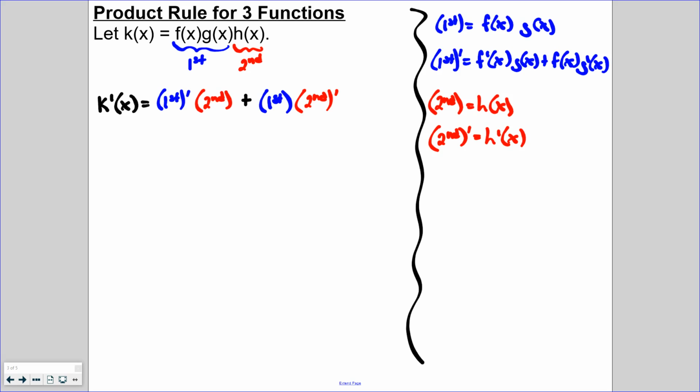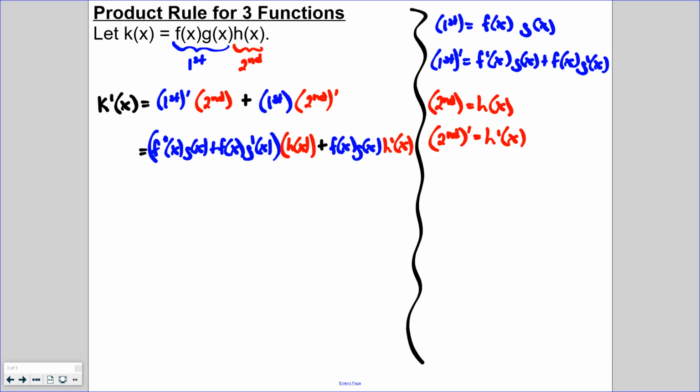Alright, so now we can substitute those in. And let's see, what are we going to get? We are going to get f prime of x times g of x plus f of x times g prime of x, and then times our second function, which is h of x, plus our first function, which is f of x times g of x, and then times the derivative of our second function, which is h prime of x. And let me fix this first tick mark here, because that's just a mess. And tick mark, there we go.